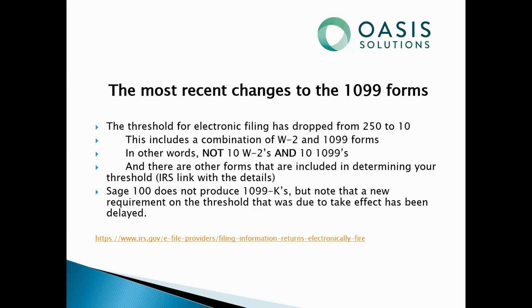And you'll see at the bottom, there is a link to irs.gov that gives information specifically about this. So when you get the link to this recording, you'll be able to get that. So you'll see I've specifically said if you've got 10 W-2s and 1099s, then you will have to e-file. So if you have 5 W-2s and 6 1099s, you will have to e-file.